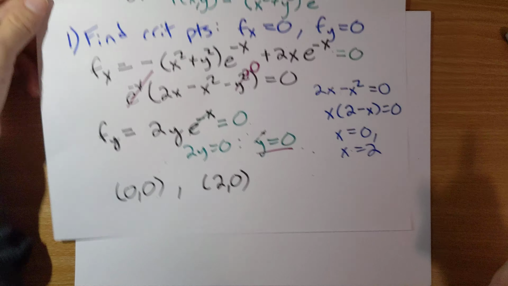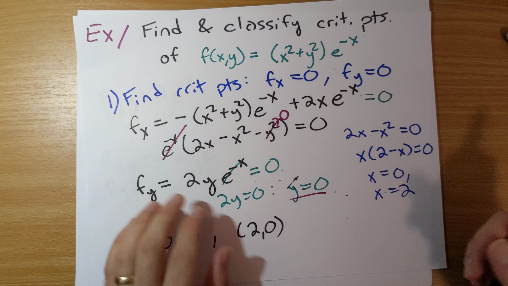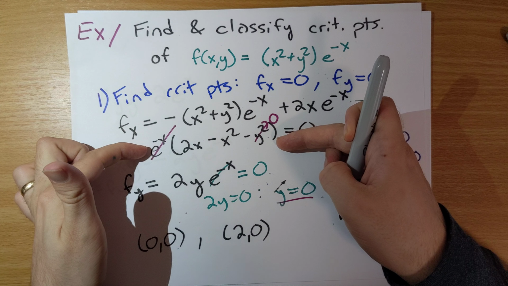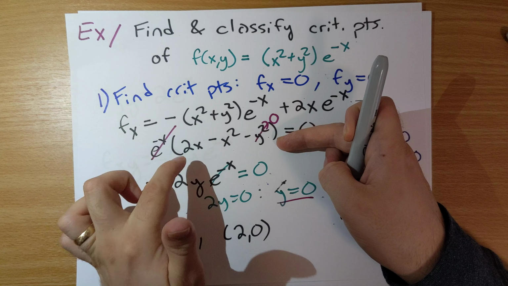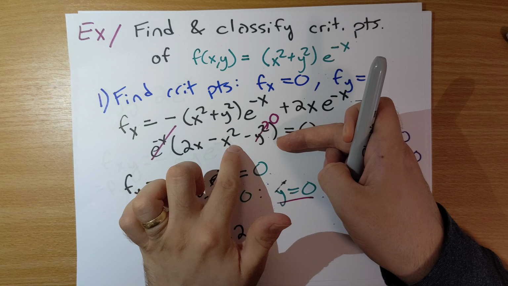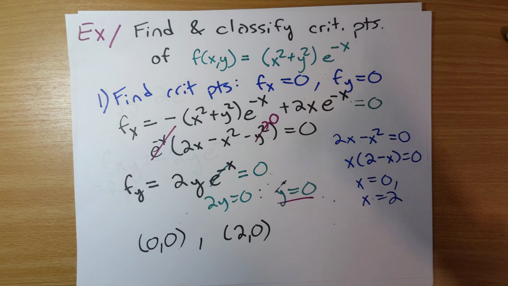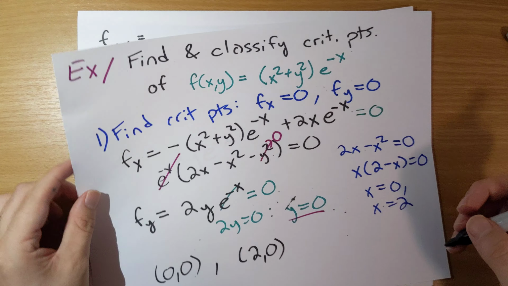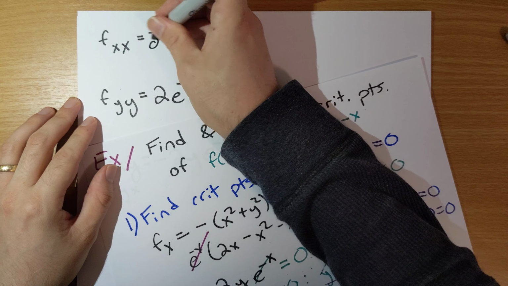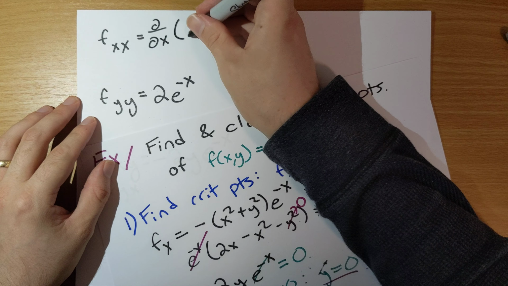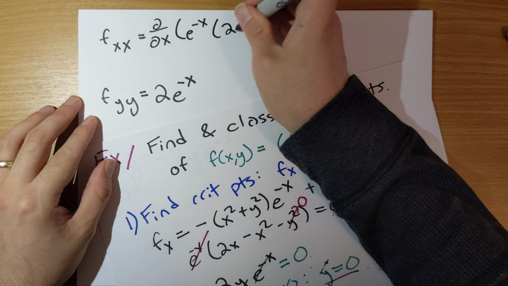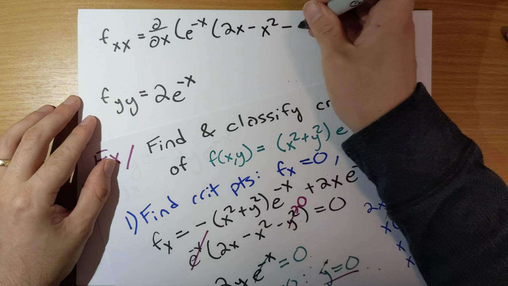And then finally, we would have to take this expression right here, e to the negative x times 2x minus x squared minus y squared, that is fx, so let me say it's the partial derivative with respect to x of e to the negative x times 2x minus x squared minus y squared.